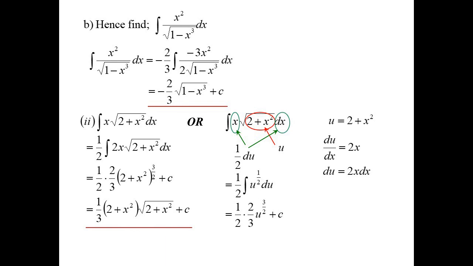You will notice my line there is now pretty much the same as the second last line there. It's just that I've got u instead of 2 plus x squared. But hang on, we said u was 2 plus x squared. So now I can put the x's back in. And there's our answer. So that idea we will look at in more detail later.